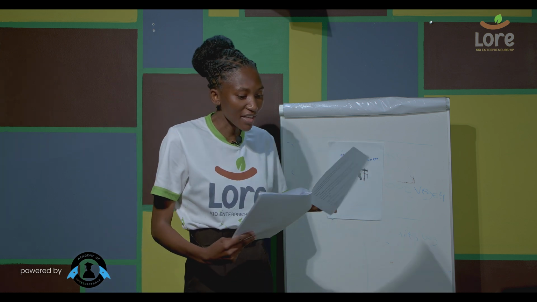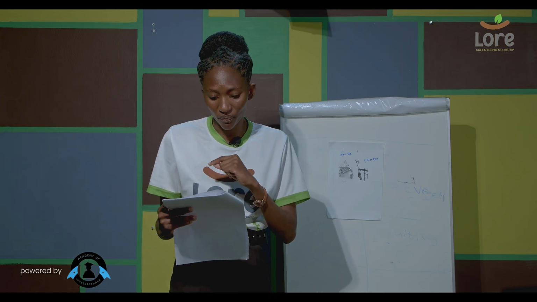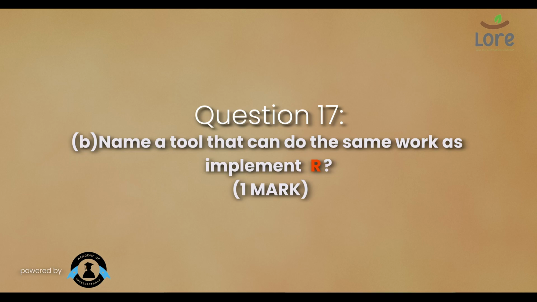Now our answer is a planter is used to bury seeds, and another function is to turn the soil upside down. Note that if you are not sure about the name of implement S, you can write the function of implement S instead of a planter. Okay, let's move on to question B. Question B is saying, name a tool that can do the same work as implement R.